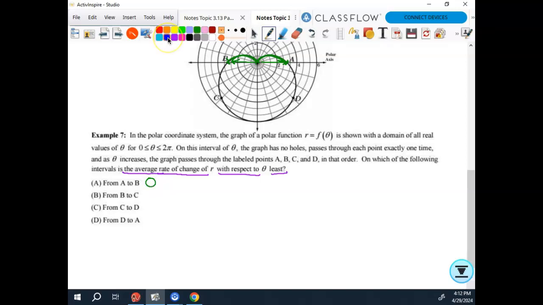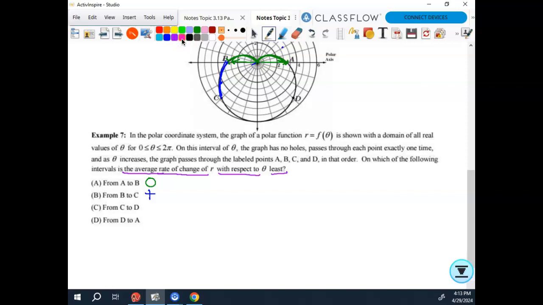Let's see. All right, B to C. Because I know that I am going in order, that's important. That means I am plotting these points with a positive radius. It's not like I'm over here with an angle and getting a negative radius, all right? So my r value is positive, and r is increasing, okay? So the average rate of change is positive because r increased. So here it's positive.